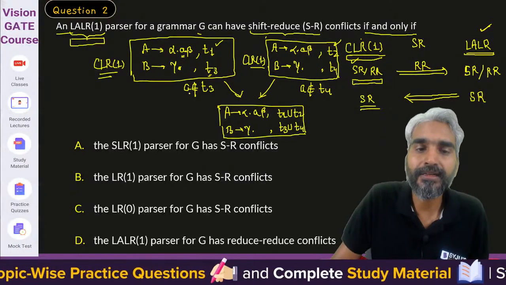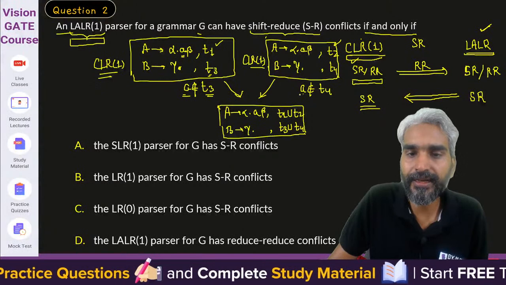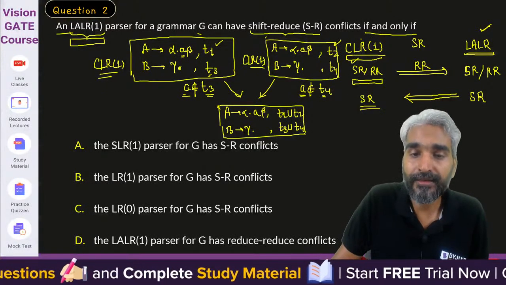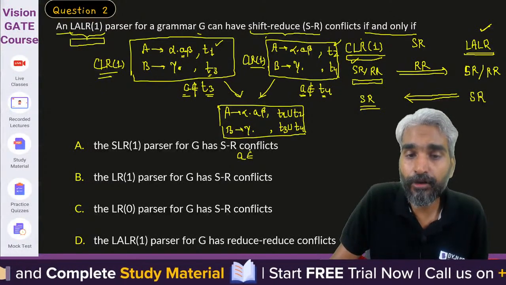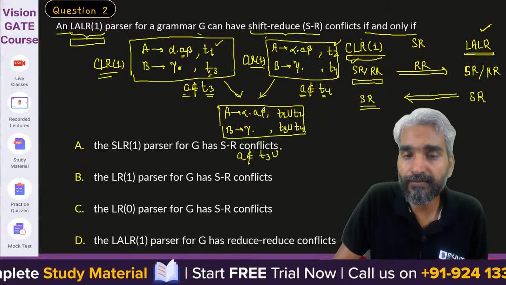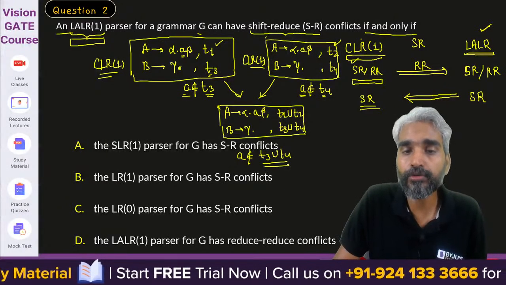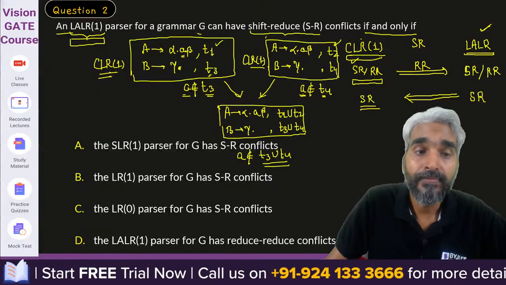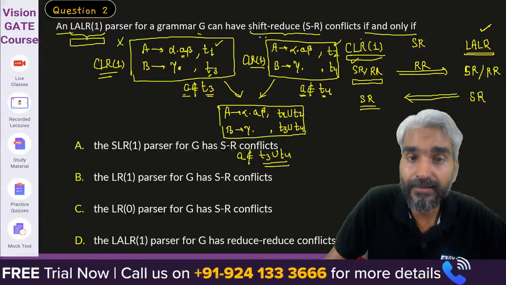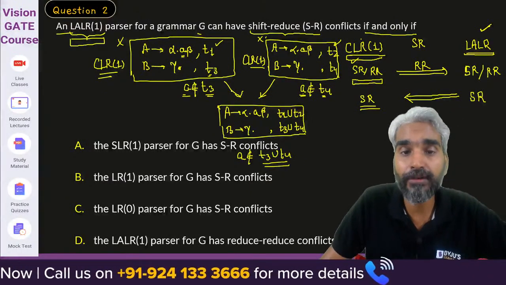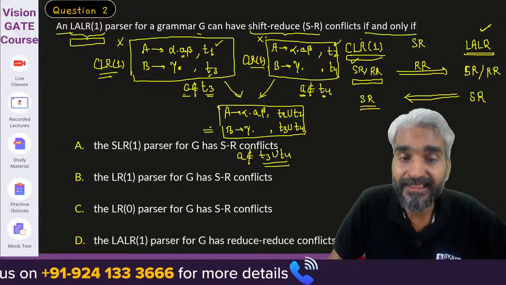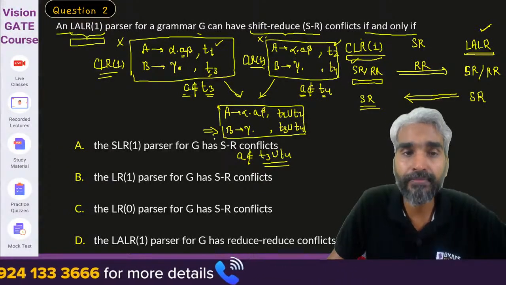Please try to understand. If A does not belong to T3 and A does not belong to T4, then we can safely say that A will not belong to T3 union T4 as well. Means if there is no SR conflict in CLR1 parser, then there cannot be SR conflict in LALR1 parser.